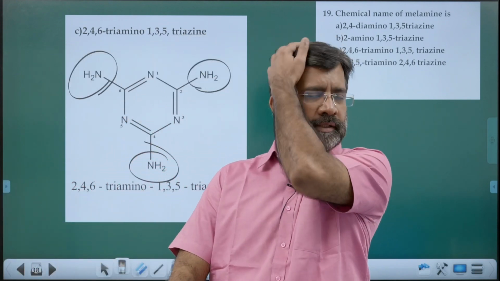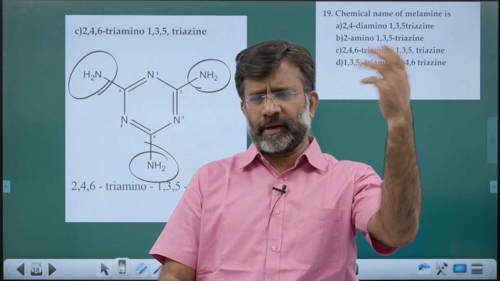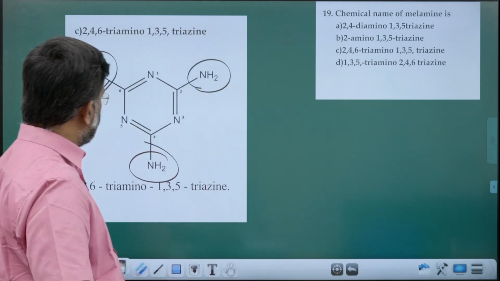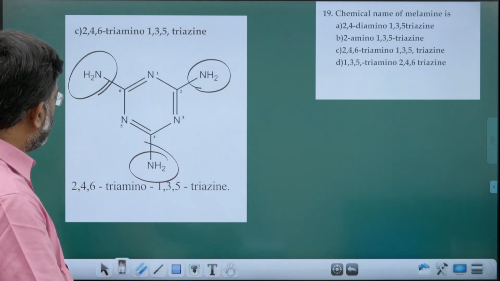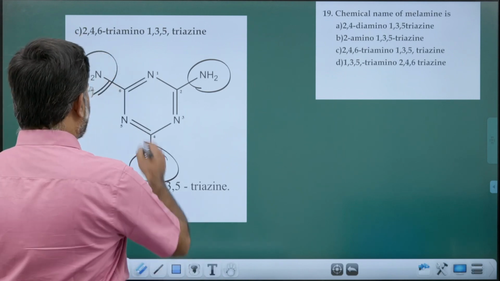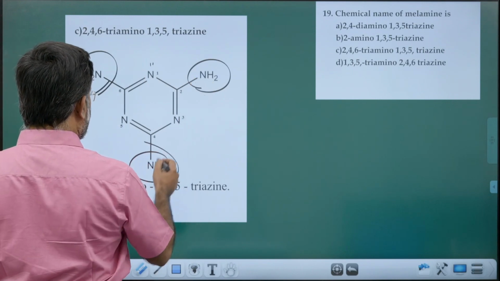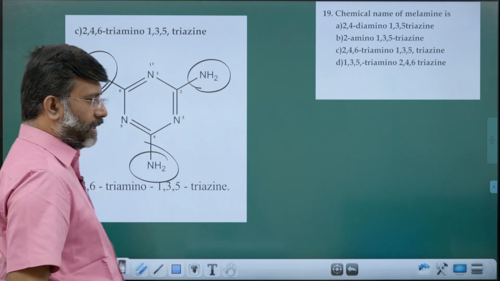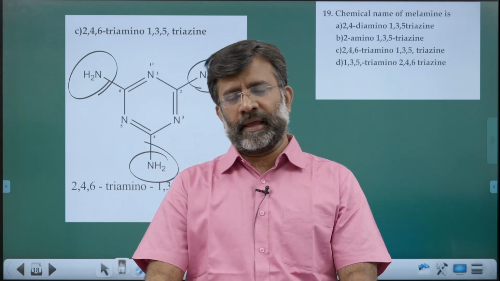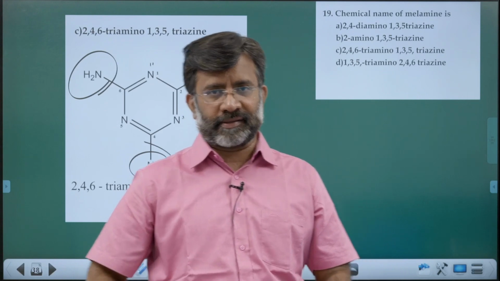There was an old IIT question: number of lone pairs of electrons in melamine. As many nitrogen atoms, as many lone pairs. Each nitrogen contains a lone pair. There are 6 nitrogens, so there are 6 lone pairs of electrons. That was the question, and that is what I am commenting regarding the importance of structural entities. Next question.